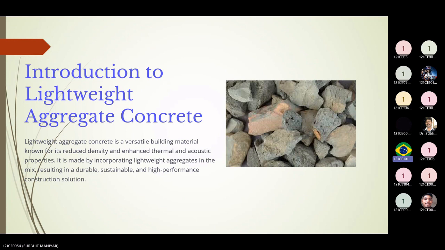So this is basically a versatile building material, known for its reduced density. As its name signifies, it has a reduced density, and it has enhanced thermal and acoustic properties, and it is made by incorporating lightweight aggregate in the mix, resulting in a durable, sustainable and high performance concrete. So overall, the intention of this entire topic and research is that we have to somehow make the aggregate and material high performance and durable, along with maintaining its sustainability in the long run.